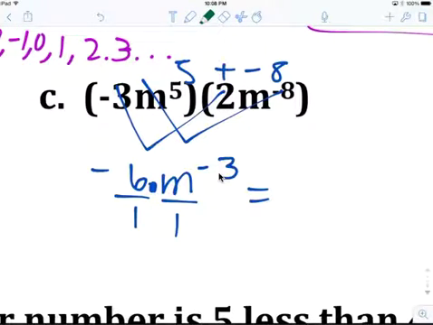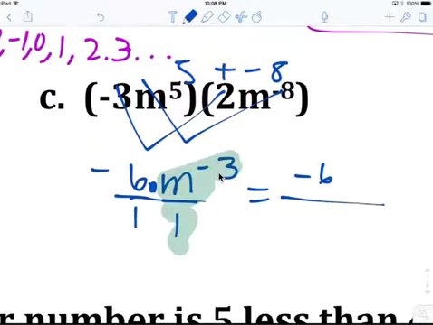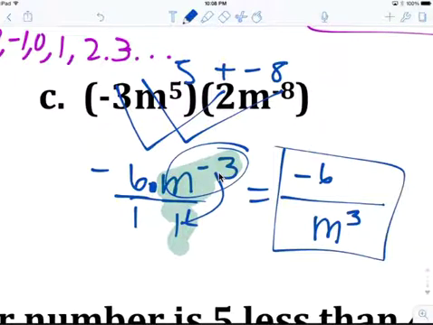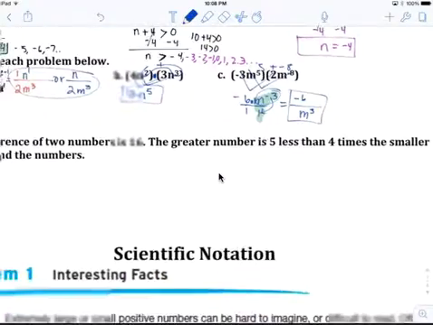So you're only flipping these two and leaving the negative 6 as a numerator, and only bringing down m to the third to change it to its opposite. You're only switching that with the 1. And that's your answer. Do not bring that negative 6 down to the denominator.